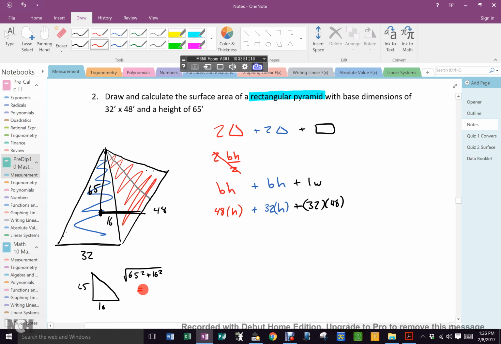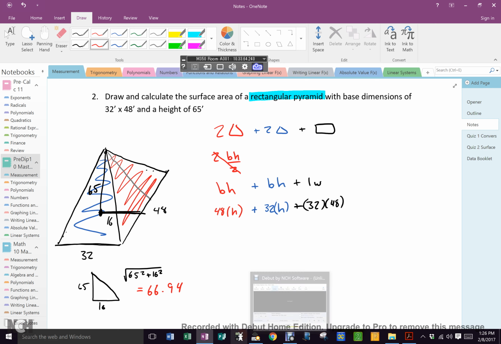I got to check. I don't remember. 65 squared plus 16 squared, square root. I get 66.9... 0.94. Is that what everybody else got? Depends on your calculator. That big giant one, you need to push.